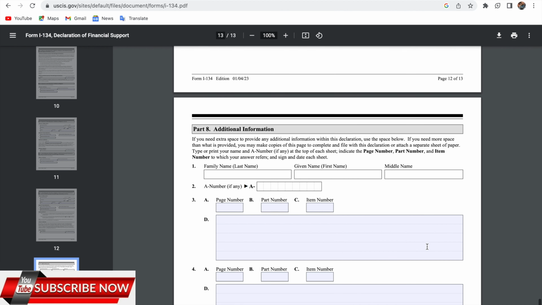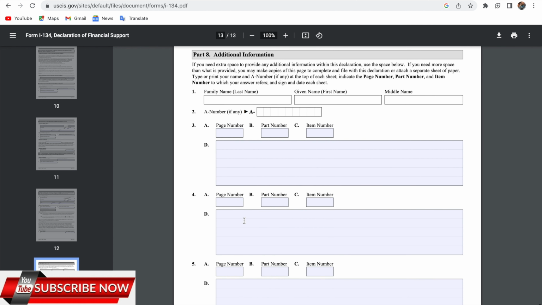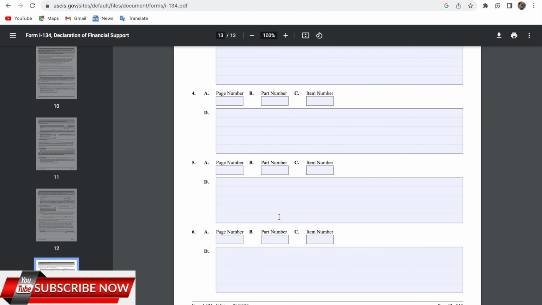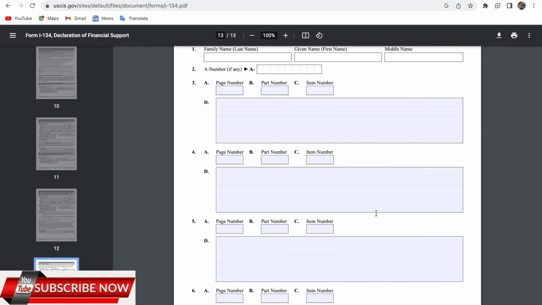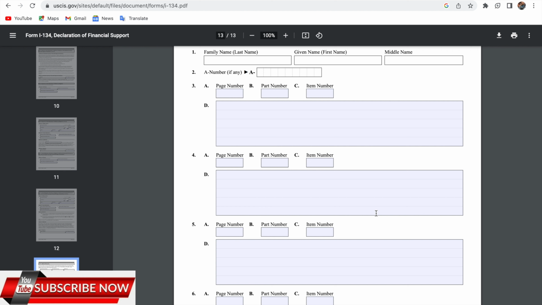If you have any additional information, maybe you are filling something and you don't have much space, you just put in the information over here. You just put in the page number, the part number, and the item number, and continue. So guys, this is how you fill up the new Form I-134, Declaration of Financial Support. This is how you fill it up.